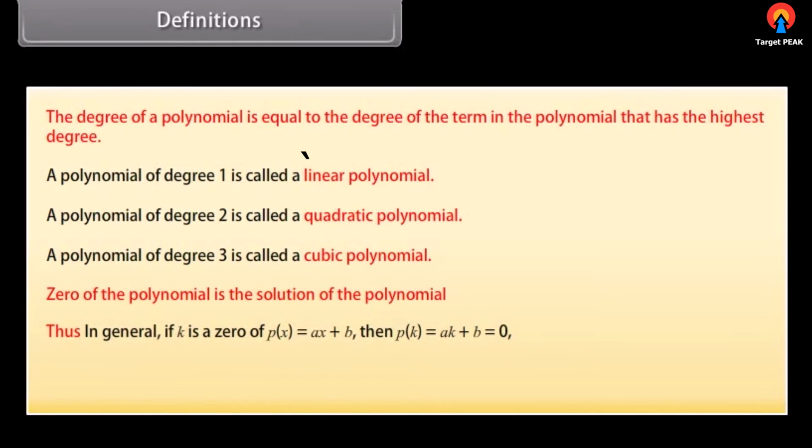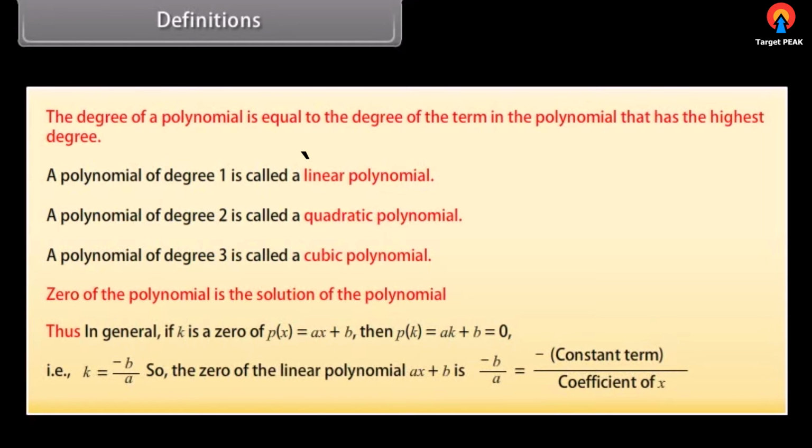Thus, in general, if k is a zero of p(x), which is equal to ax plus b, then p(k) is equal to ak plus b, which equals 0. That is, k is equal to minus b upon a. So the zero of the linear polynomial ax plus b is minus b upon a, which equals minus constant term upon coefficient of x.